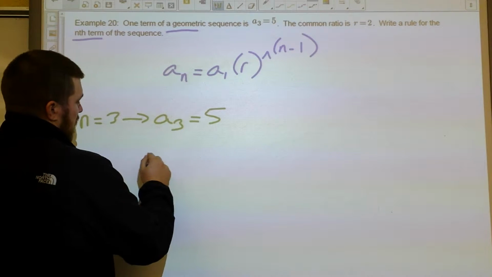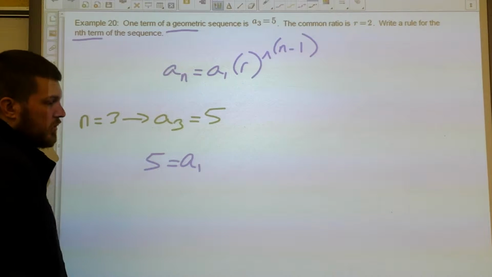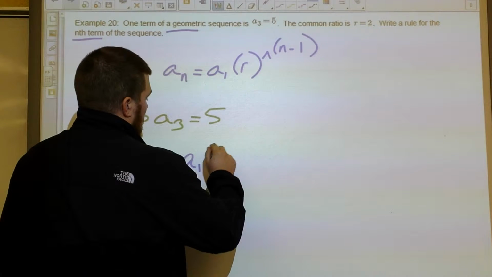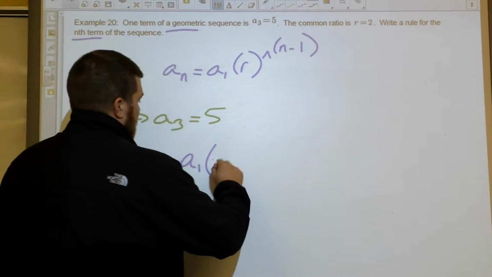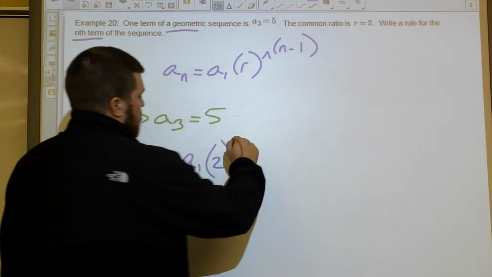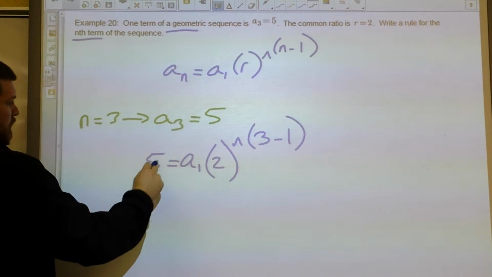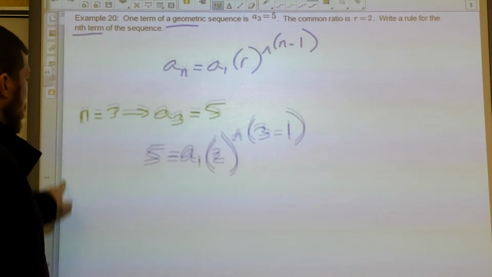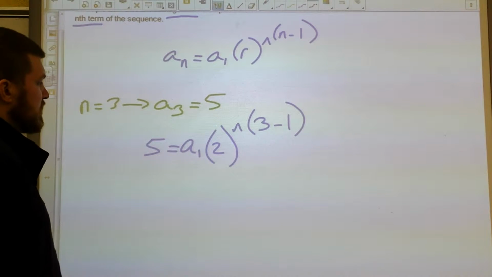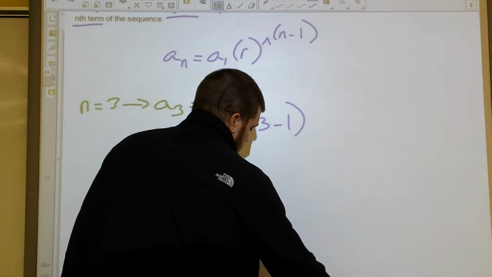So I know 5 is equal to my first position, which I don't know yet, times my common ratio, which is 2, I was given that, raised to the 3 minus 1 power, because we know if we're using 5, we're in the 3rd position of this sequence. All right, so now what I'm going to do, this is kind of complicated, so I'm actually going to use my calculator to help me out.